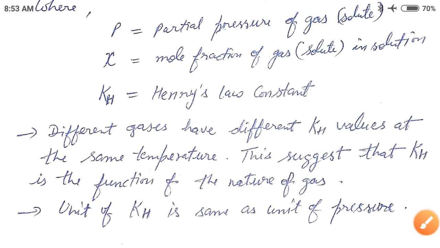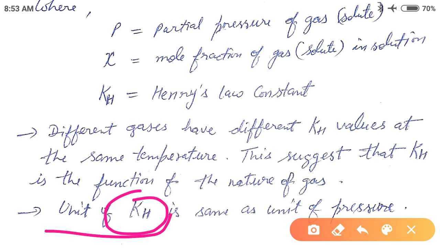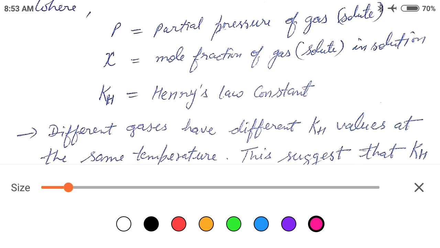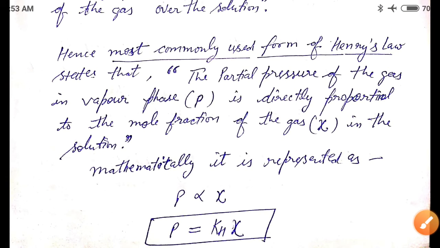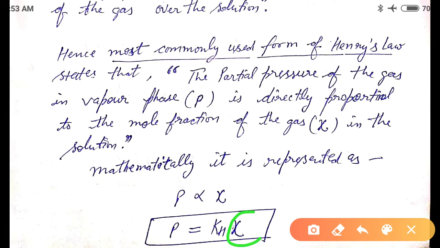And what is the unit of KH? The unit of KH is the unit of pressure, because it is directly proportional from the formula, and here chi has no unit, hence the unit of KH is the same as the unit of pressure.